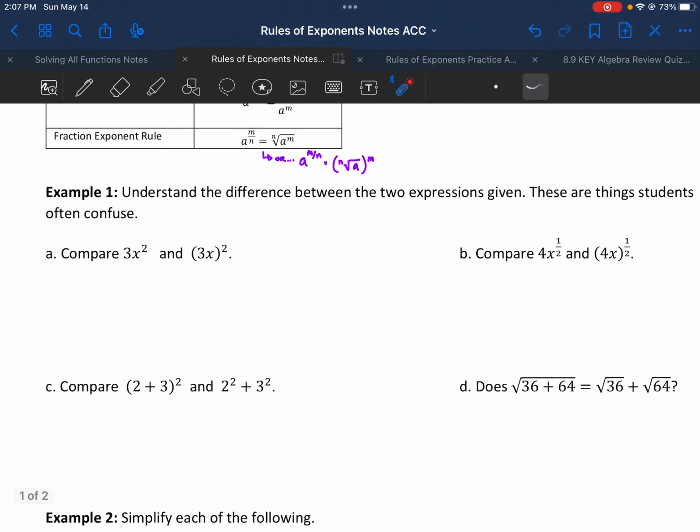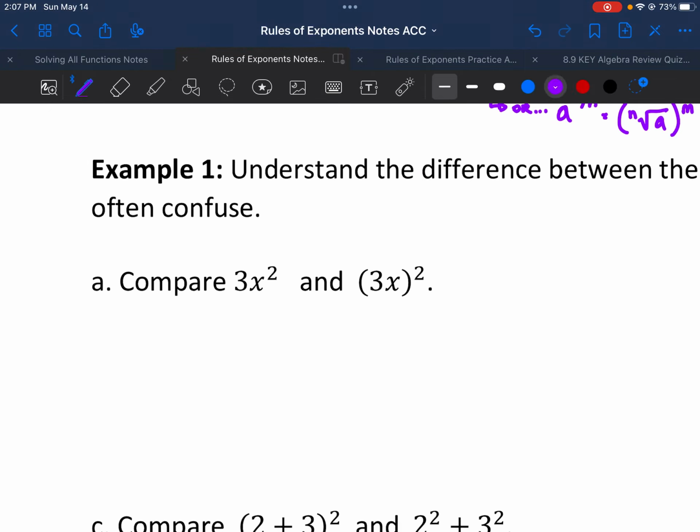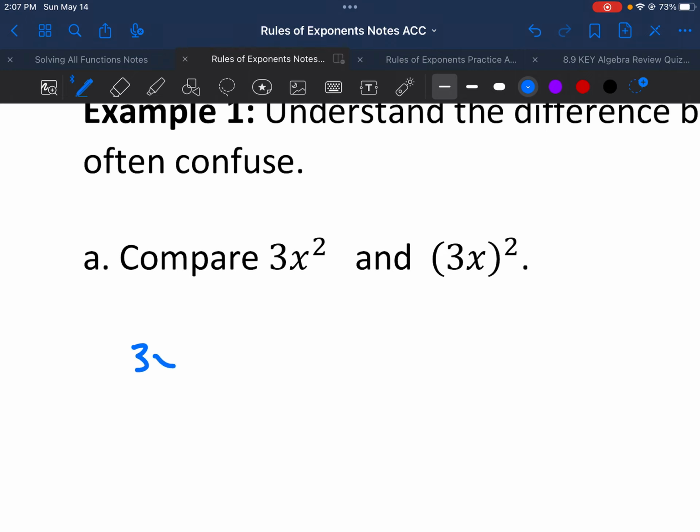The first four examples here, examples 1a through d, are going to be examples that kind of hit at some common misconceptions and some common mistakes that students make. Okay, so we want to compare, in example 1a here, 3x squared to parentheses 3x squared. So when we look at just simply 3x squared here, this is just 3 times x squared. Only the x is being squared, 3 times x squared.